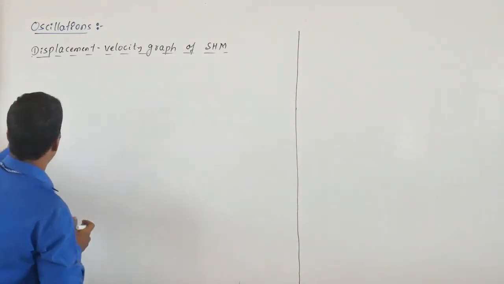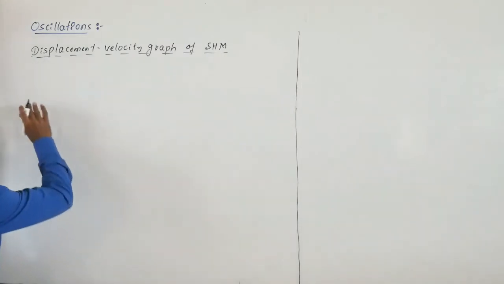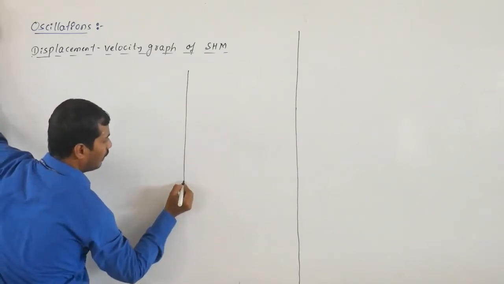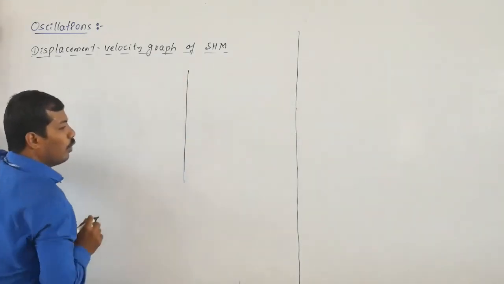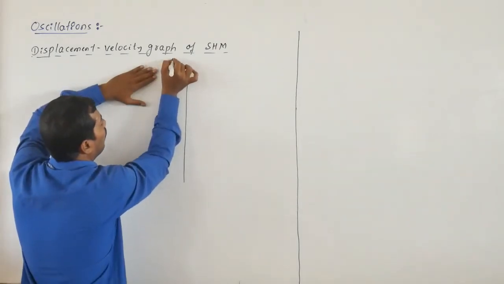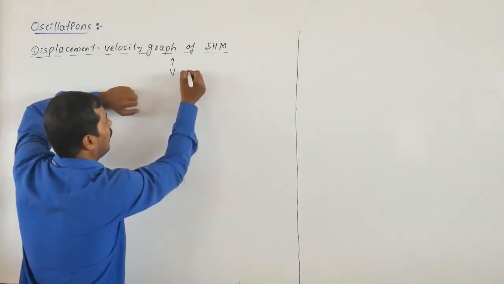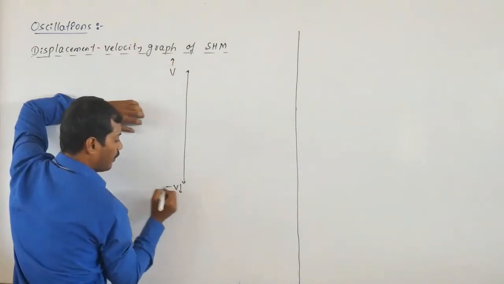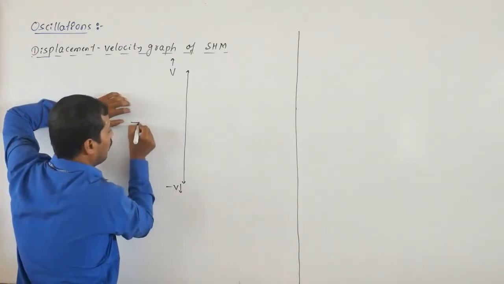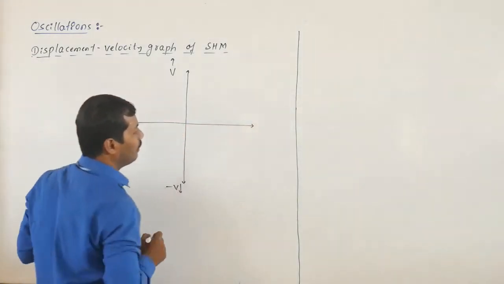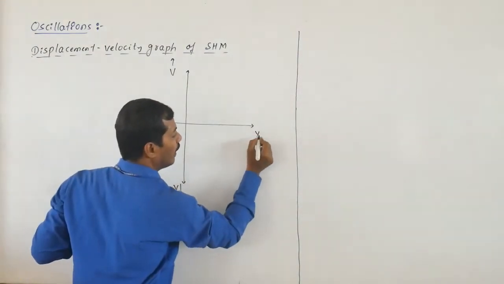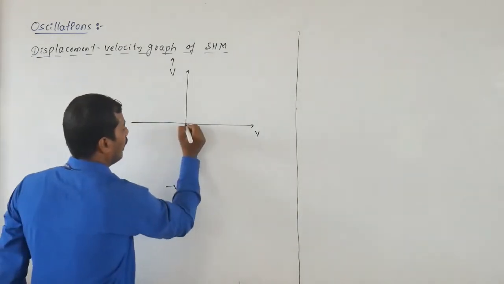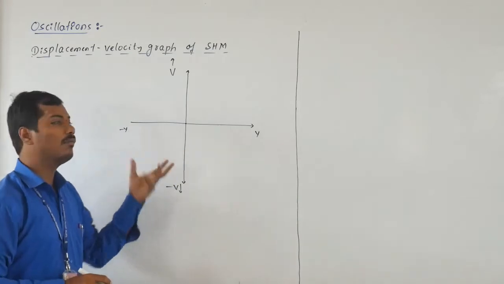Now, first, if the graph is like this, along the y-axis we will take the velocity of the simple harmonic motion. It is positive and it is negative here, okay? Along the x-axis, we will take the displacement of the particle. That displacement is called y. It is positive and it is negative. This is called the origin. At the origin, all components are 0.